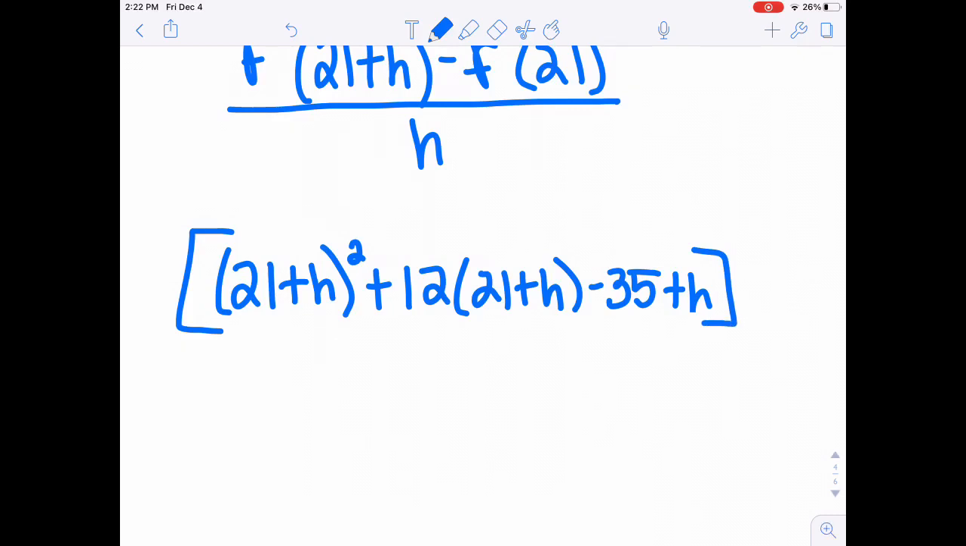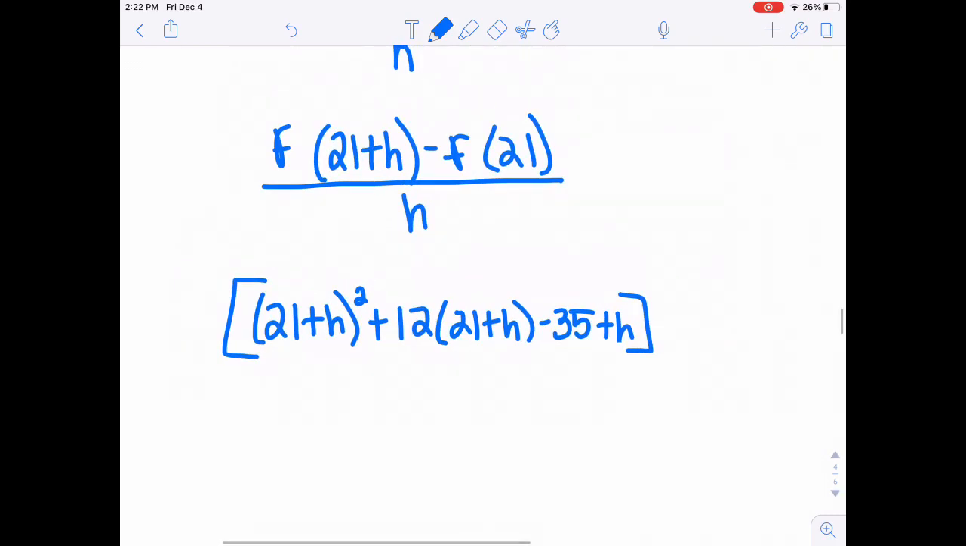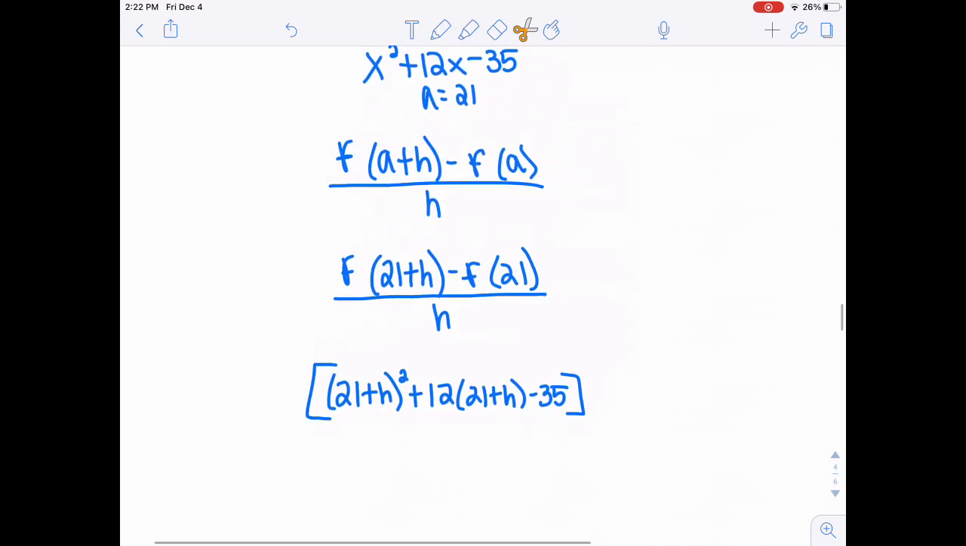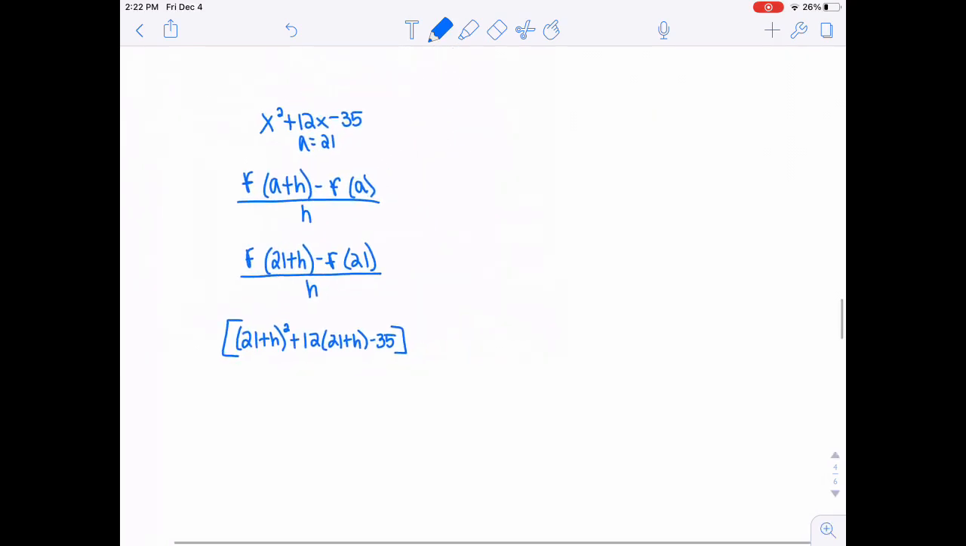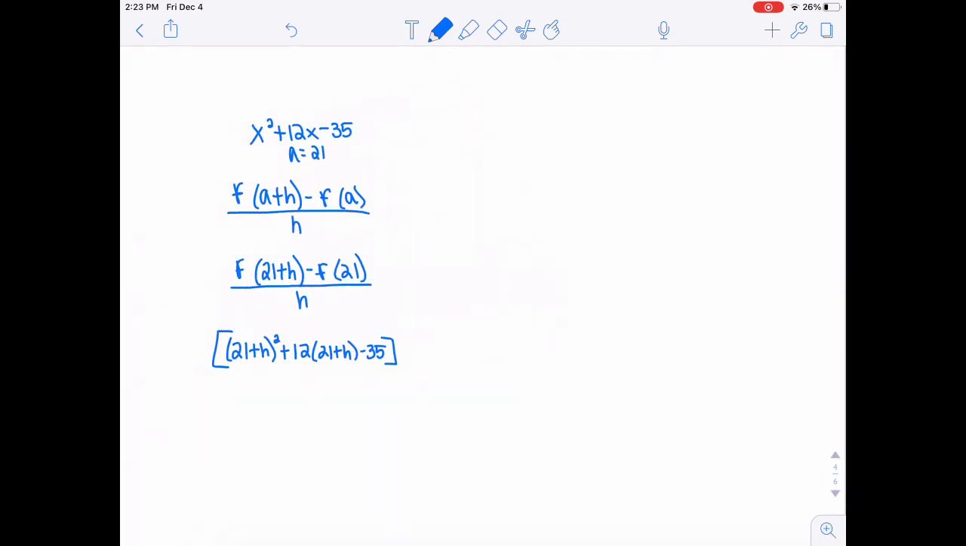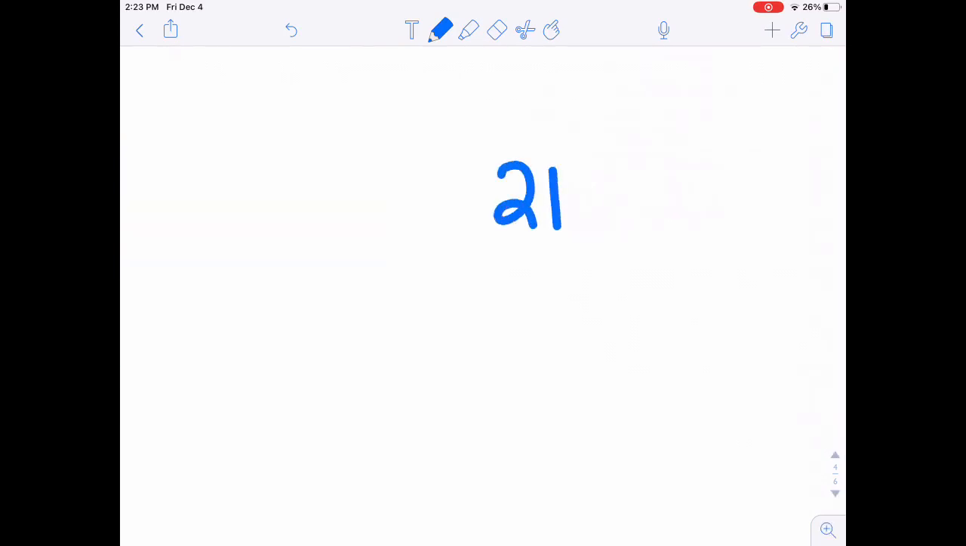We're going to bracket this off because there's a second part of the equation and we don't want to get confused on that. So the next part of the equation is the f times 21, which we're going to use the original polynomial and plug in the 21 to where all the x's are.